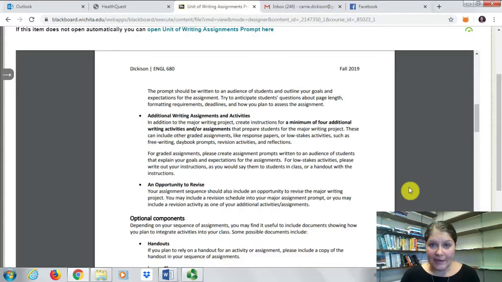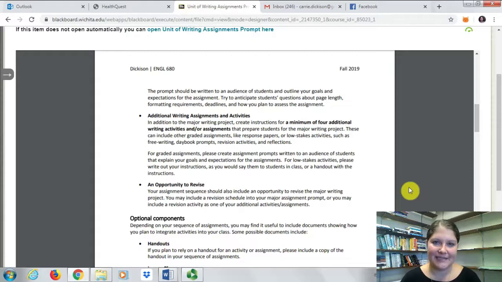And as far as how you format those or set those up, if you are including a graded assignment, so something that actually has a higher stakes grade attached to it, I would want you to create an assignment prompt that's written to an audience of students, and that explains the goals and expectations for the assignments. If you're doing things that are more lower stakes, then I want you to either write out the instructions as you would say to them in a class, or a handout with the instructions. So basically try to convey how you would present that activity to the students.